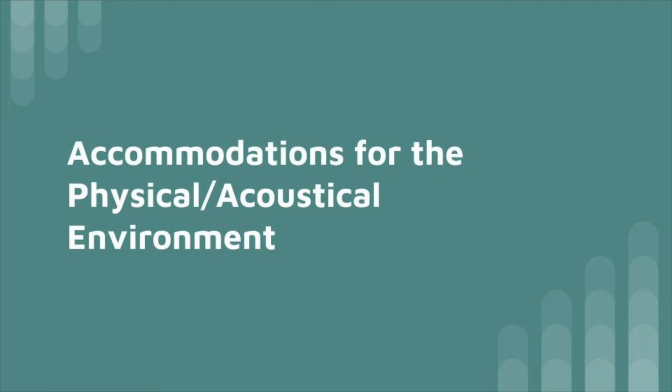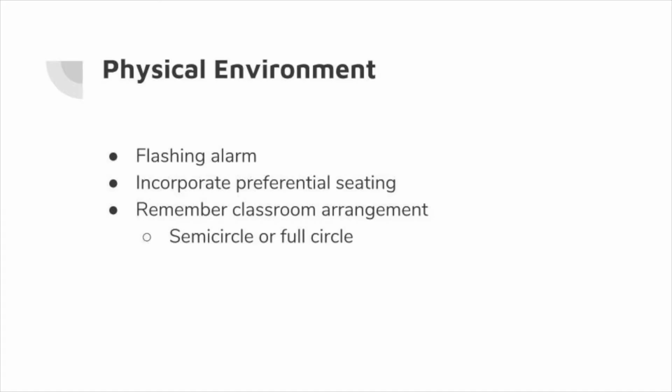Our last category are the accommodations for the physical and acoustical environment. This also includes some of the amplification options that we have talked about. In the physical environment, if you have a deaf or hard of hearing child that needs equal access to all other information that the normal hearing students have, flashing alarms in the hallways or in the classrooms are necessary.